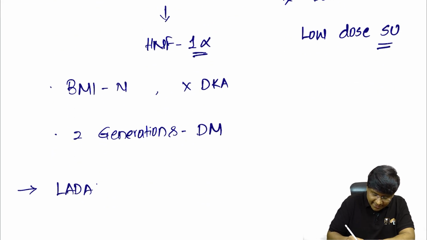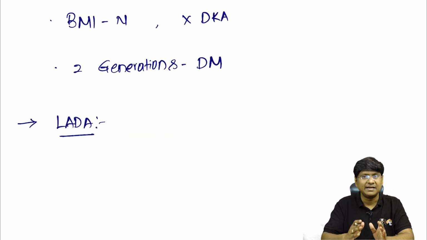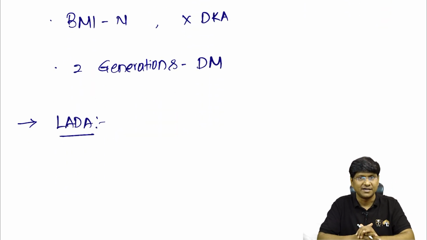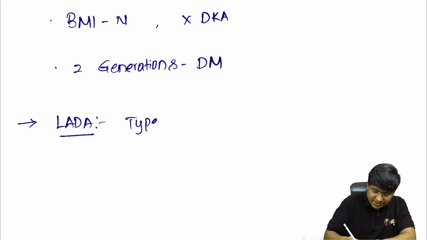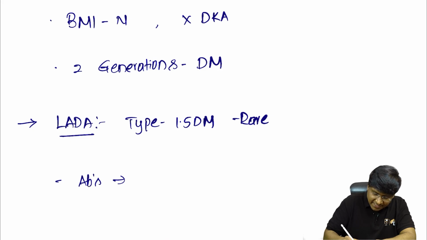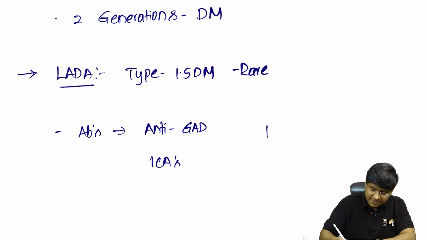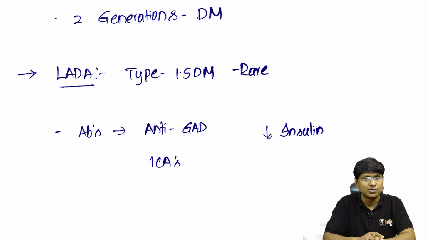Then you take LADA. So LADA stands for latent autoimmune diabetes of adults. This is also called the type 1.5 diabetes mellitus, and this is one of the rare forms of diabetes mellitus. So here you have the formation of antibodies, and these antibodies are the anti-GAD antibodies and the islet cell antibodies. These antibodies destroy the beta cells, thereby what will happen to the insulin level? There will be a decrease in the insulin level, right?